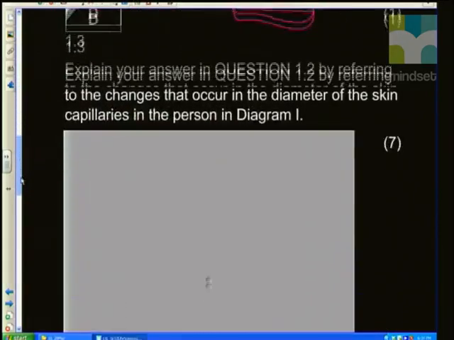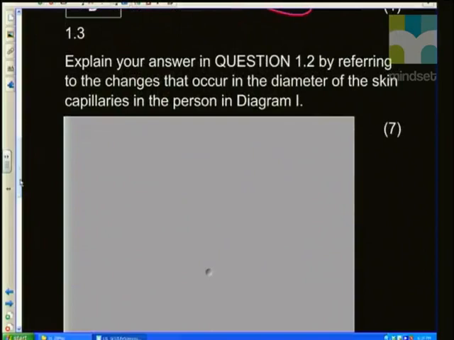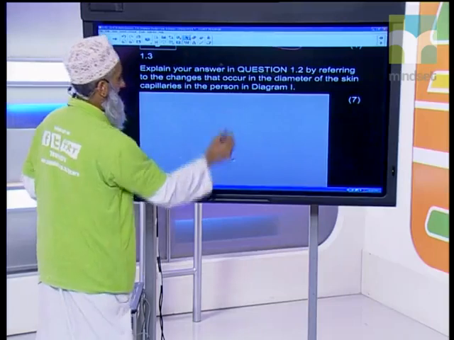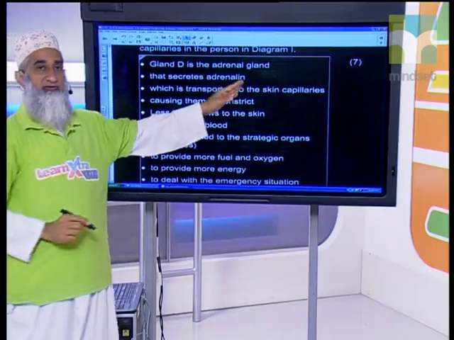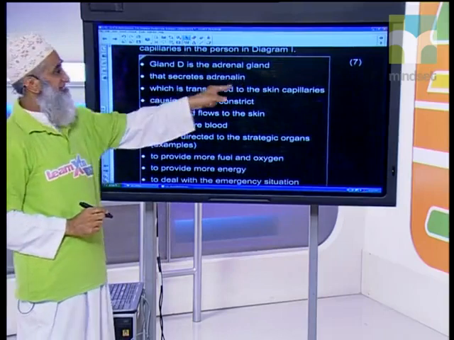Explain your answer in question 1.2 by referring to the changes that occur in the diameter of the skin capillaries in a person in diagram 1. Now we need to explain what happens to this person. Okay, and that's easy. We've done it already. First of all, we name the gland, adrenal gland. What does it do? It secretes adrenaline.